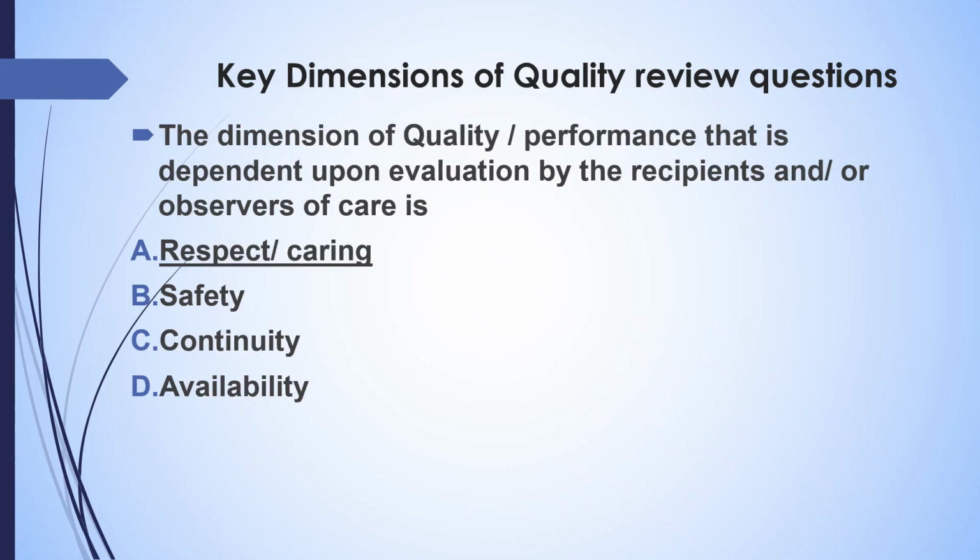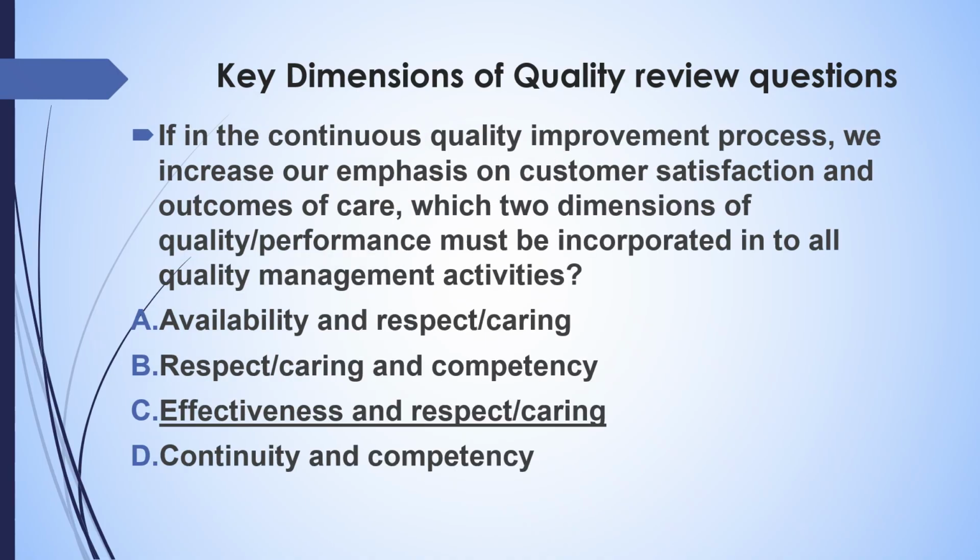Then the dimension of quality or performance that depends upon evaluation by the recipient, the patient or observer of the care, is respect and caring. So this is the patient-centric one. Safety, continuity, or availability is not the one. That depends upon the evaluation by the recipient, for example the customer or patient, how he identifies. So that is respect and caring. That is the aspect that he can measure as the recipient of care.